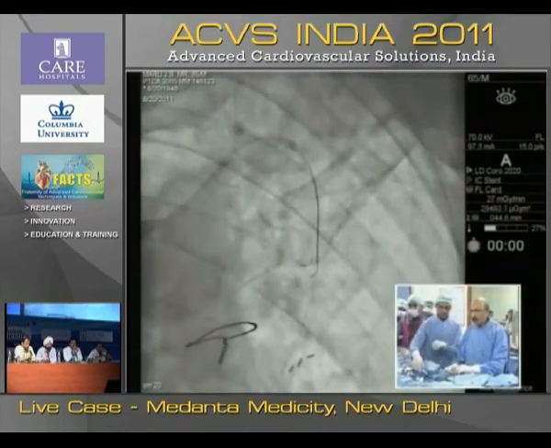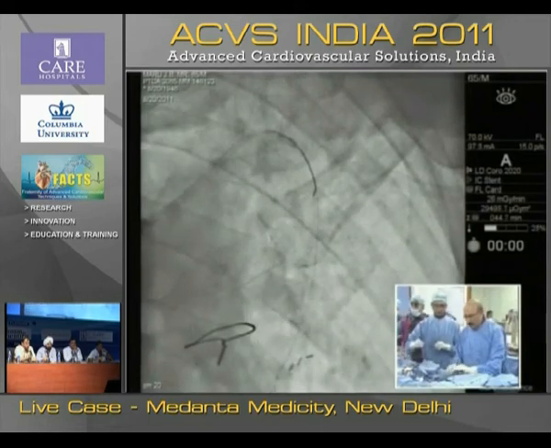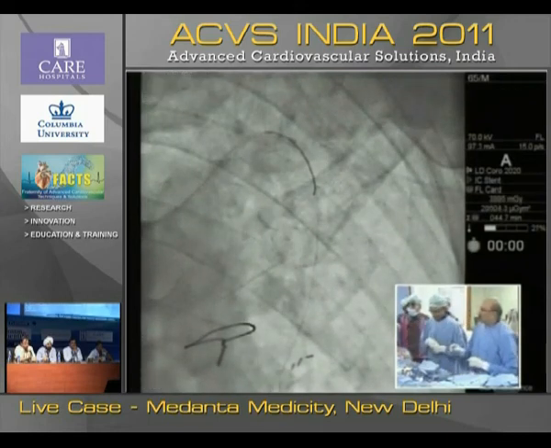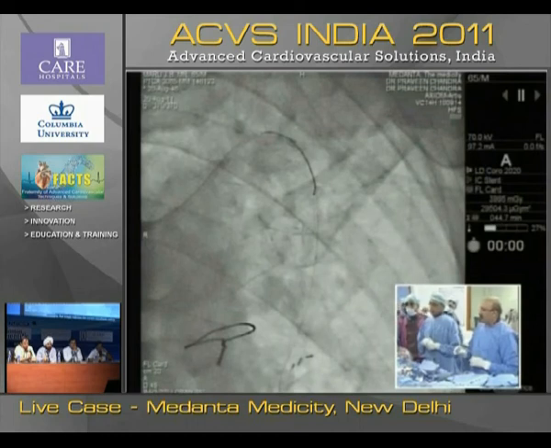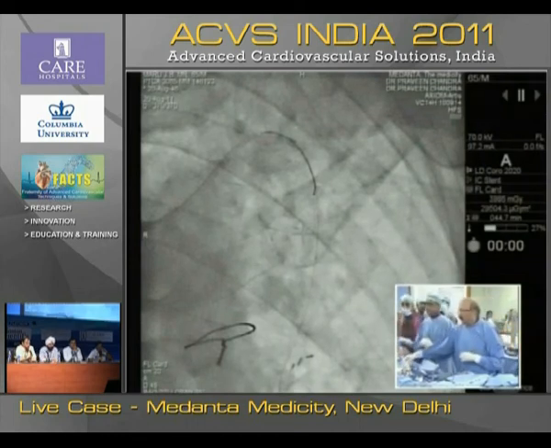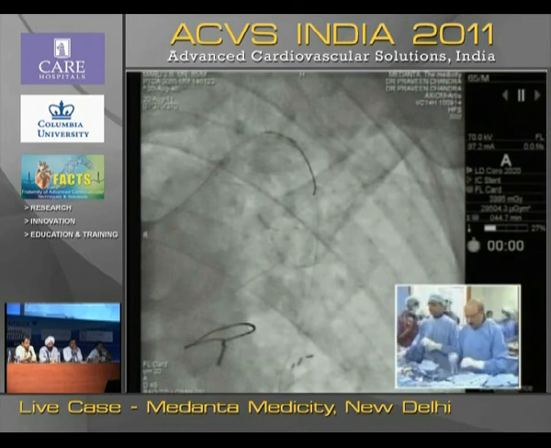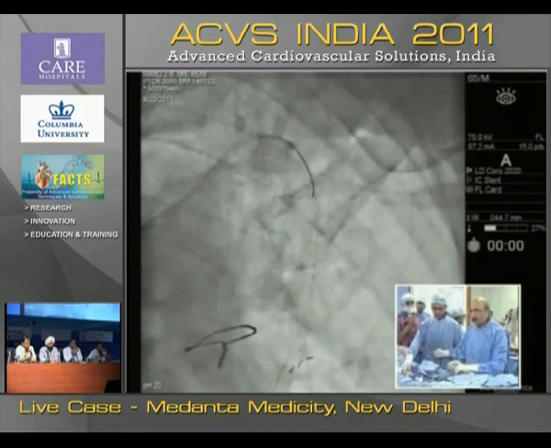I have not zeroed it as yet. So we are zeroing it. Before you put it inside, you have to do the zeroing. Yes, now it is zeroed. So we'll go forward. Okay, so let us see.